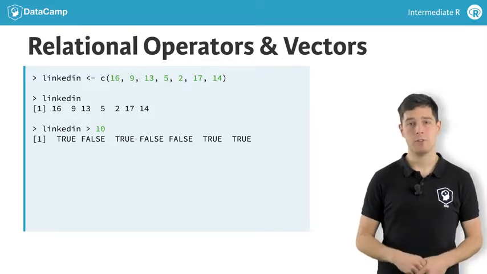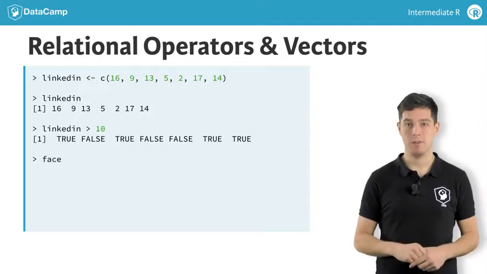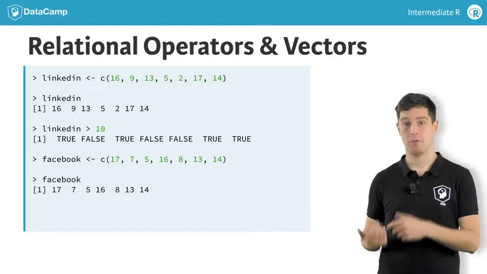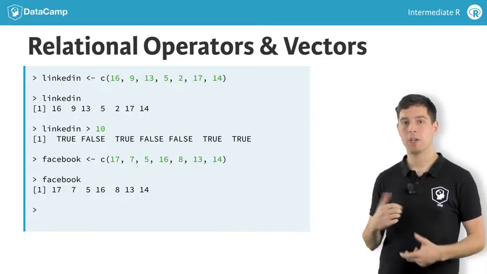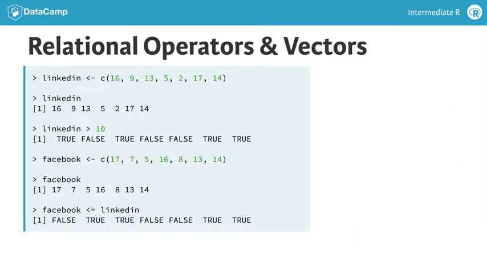You can also compare vectors to vectors. Suppose you also recorded the number of views your Facebook profile had the previous week and saved them in another vector, facebook. When are the number of Facebook views less than or equal to the number of LinkedIn views? The following expression shows us how to calculate this. Does this make sense? In this case, the comparison is done for every element of the vector, one by one. For example, on the third day, the number of Facebook views is 5 and the number of LinkedIn views is 13. The comparison evaluates to TRUE, as 5 is smaller than or equal to 13.